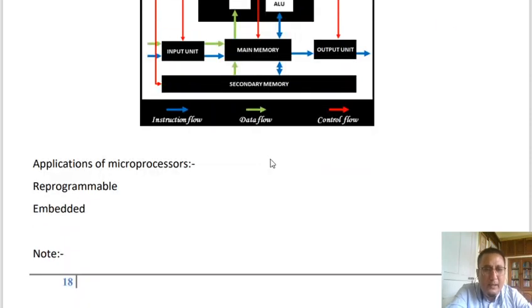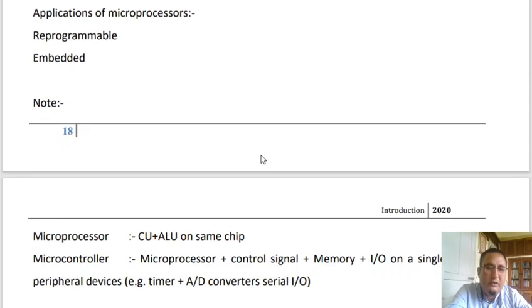Now, for applications of the microprocessor, you can go through them. We have the reprogrammable microprocessor and the embedded microprocessor. Reprogrammable microprocessors are used for executing different programs at different points in time, whereas embedded microprocessors are capable of performing the same set of operations over a period of time. Let us consider a home automation system, or as a second example, a washing machine. The microprocessors governing these are embedded in nature, whereas a microprocessor running a normal computer is reprogrammable in nature.